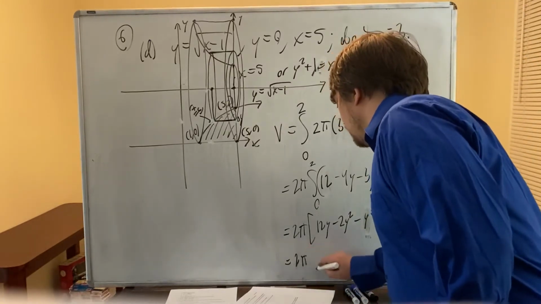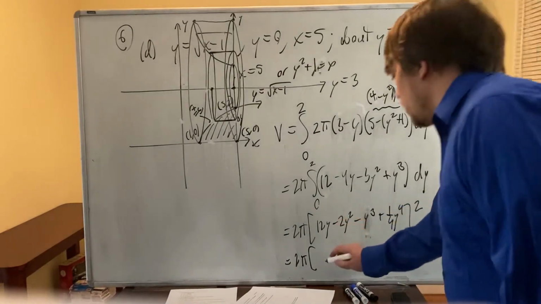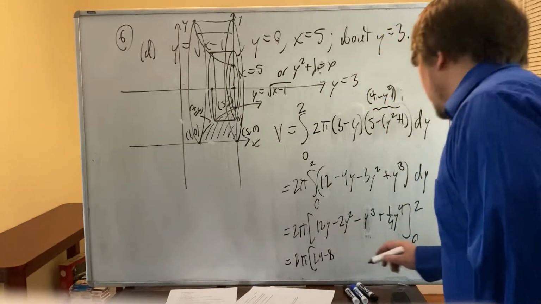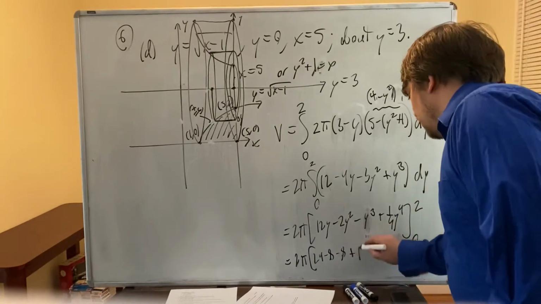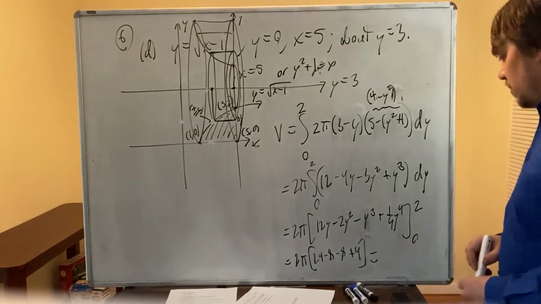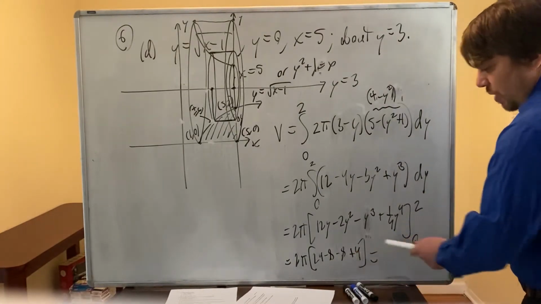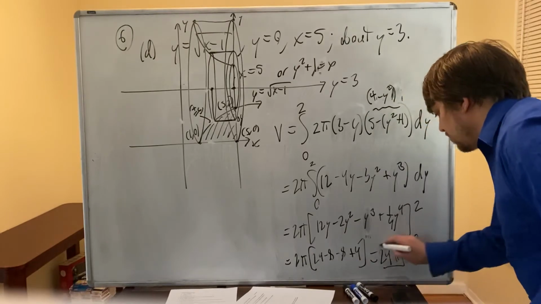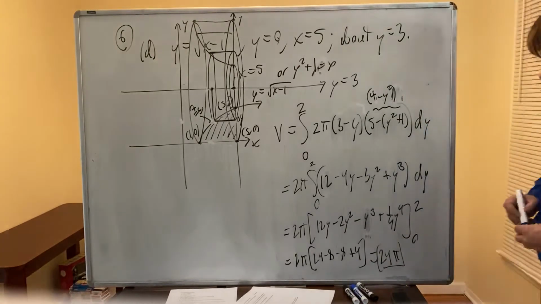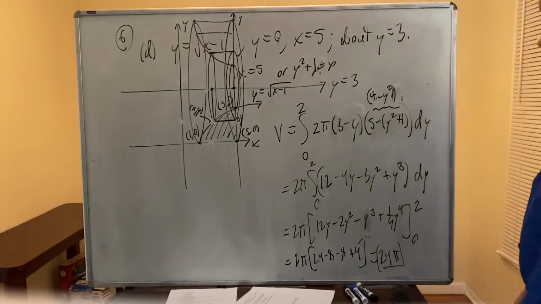This is equal to 2 pi times 24 minus 8 plus 4. That's 16, 8, 12. So 2 pi times 12 is 24 pi. Okay, so you get 24 pi. So the volume is 24 pi.